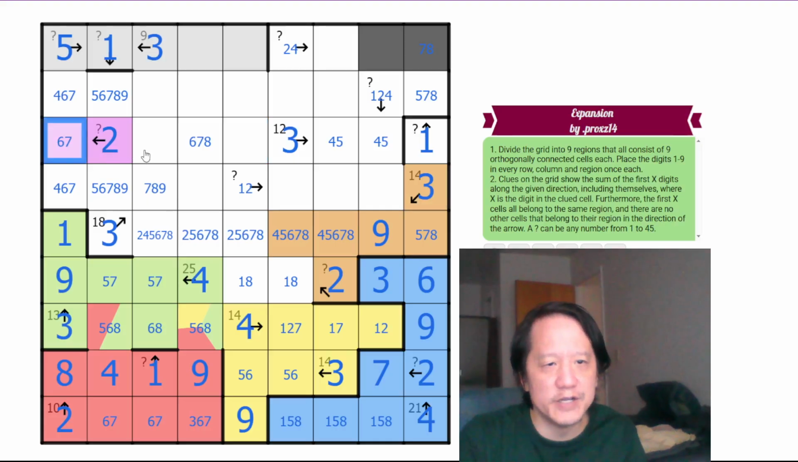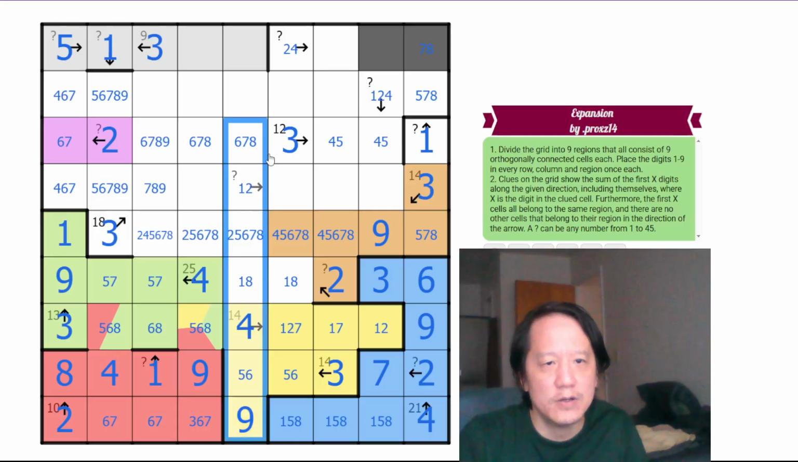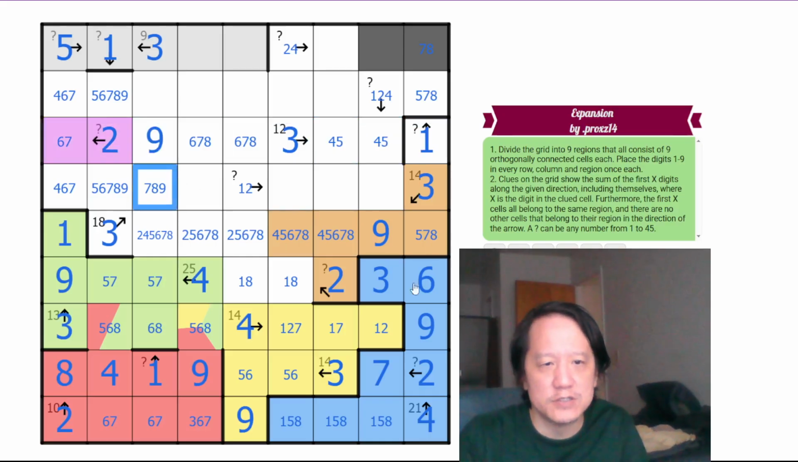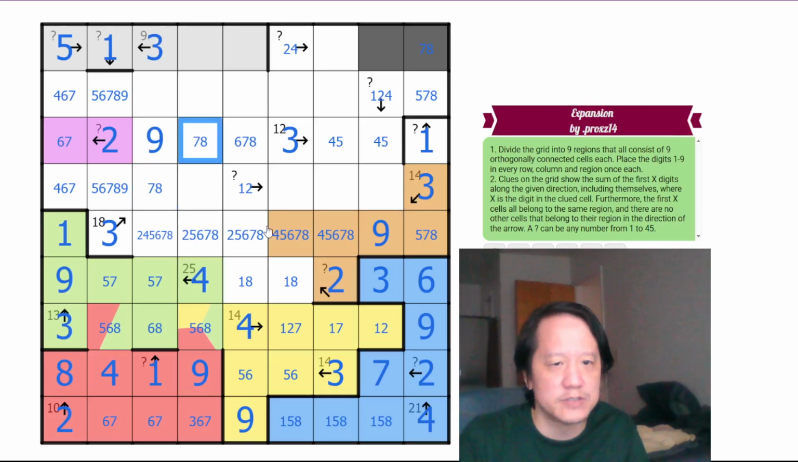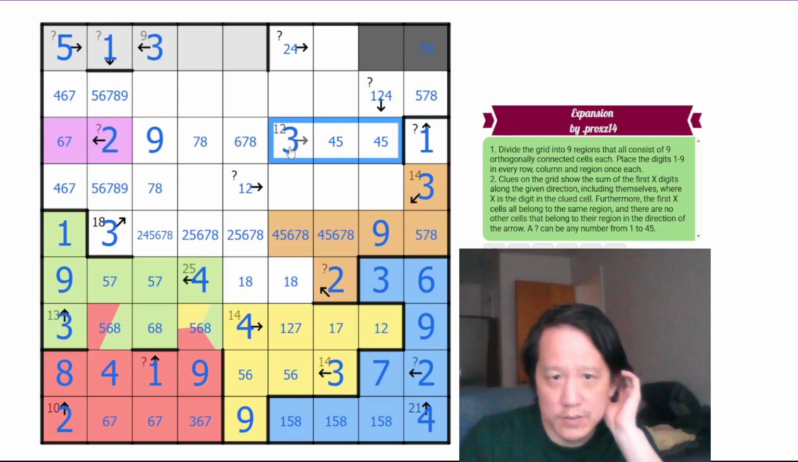And that means the remaining digits in this row are 6 through 9. No 9 here. There's 9 in the column. Where is the 9 in row 3 then? It has to be here. So this is 9. That eliminates 9 and 6 as a possibility there. So this is 7, 8 as a pair. These three are all the same region.